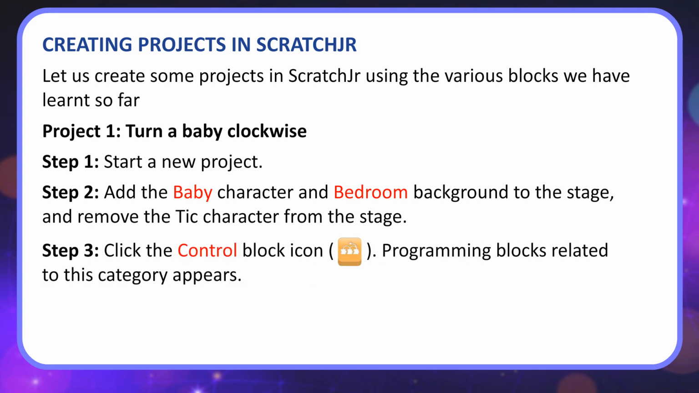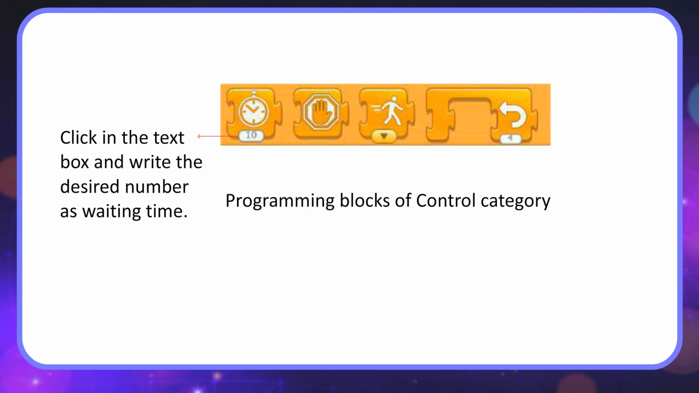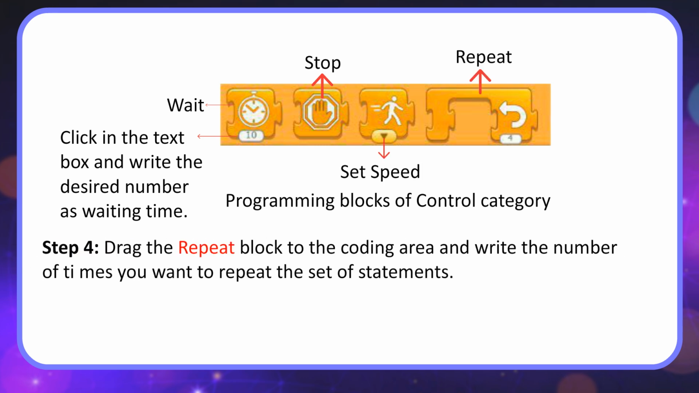Step 3. Click the control block icon. Programming blocks related to this category appear. Programming blocks of the control category. Click in the text box and write the desired number as waiting time. Wait. Stop. Repeat. Set speed. Step 4. Drag the repeat block to the coding area and write the number of times you want to repeat the set of statements.